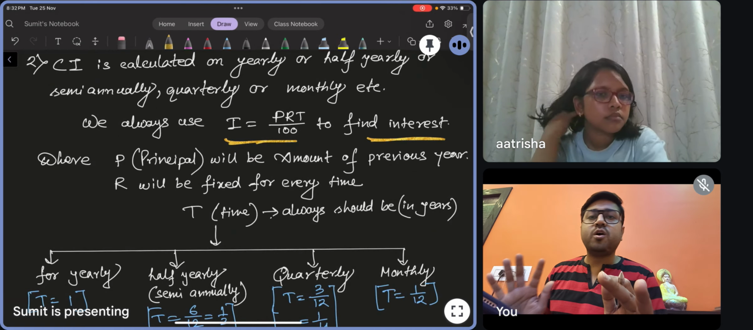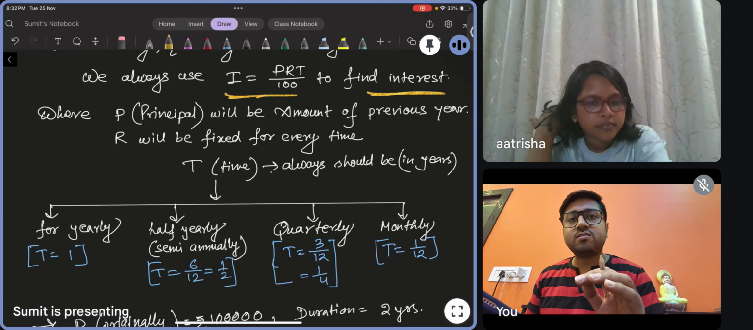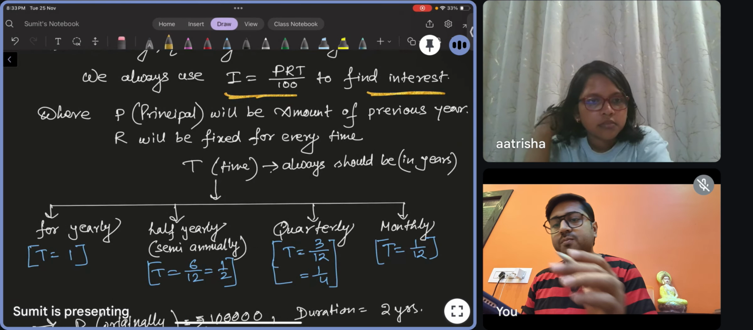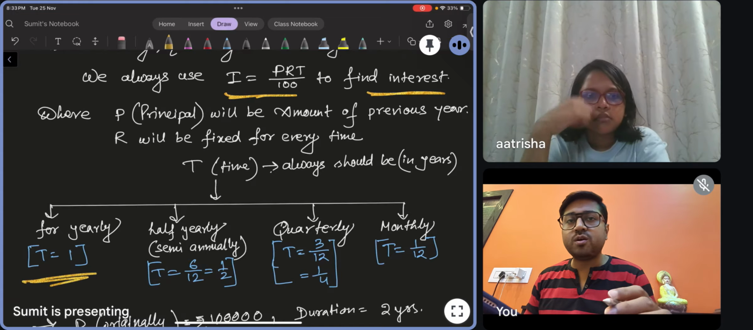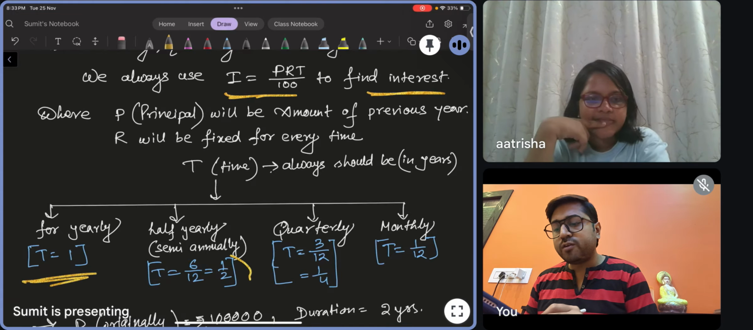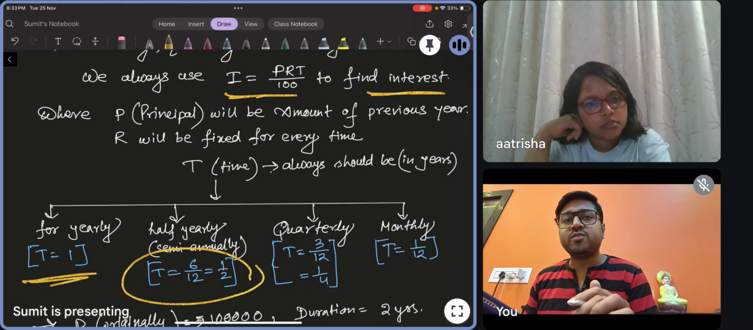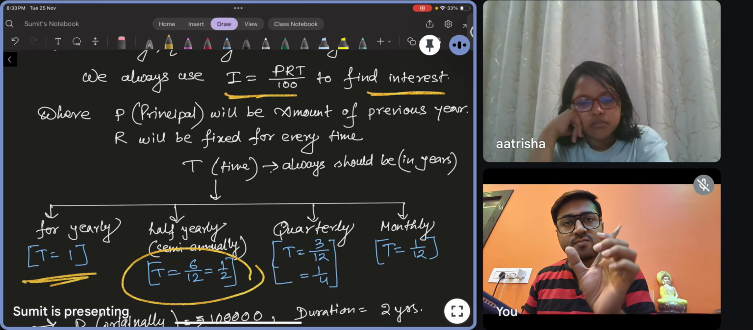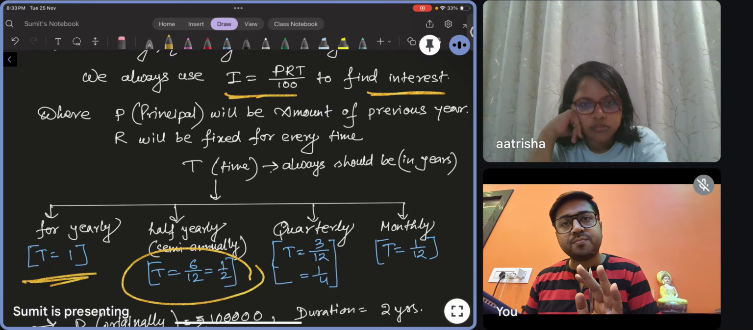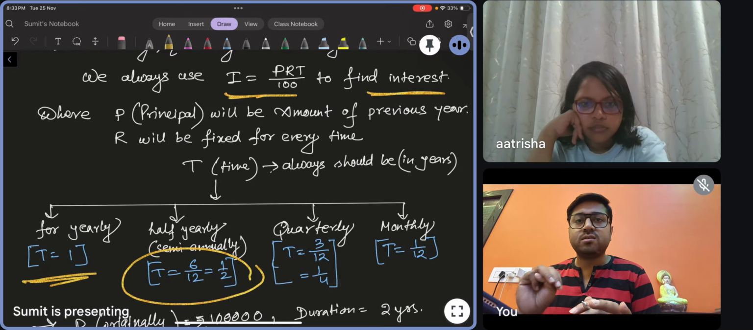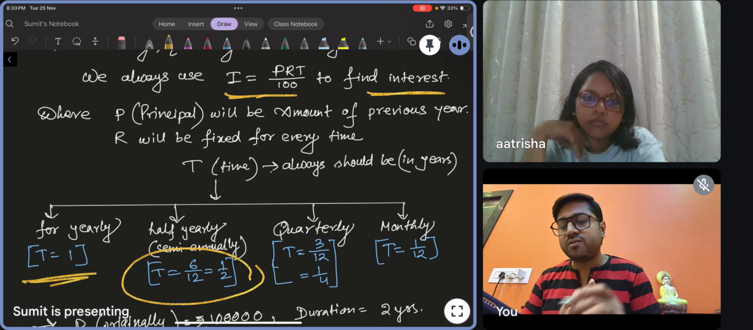And time will always be fixed. What I have written: time should always be in years, whatever is given. Suppose time in years is not given. So for yearly we take time equal to 1. For half yearly, what will you take? Time equal to 6 by 12, that means 1 by 2, because half yearly means 6 months. Converted into years, it will be 1 by 2 year. Clear? Quarterly means 3 months. In years it will be 3 by 12, that means 1 by 4.